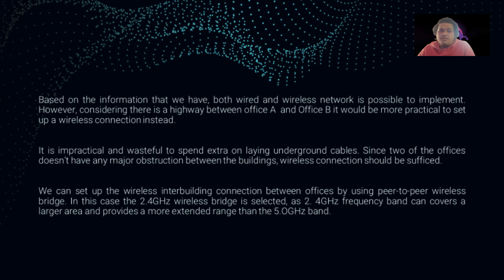By opting for the 2.4 GHz wireless bridge, we can establish a reliable inter-building connection without the need for extensive cabling or additional expense. This solution not only saves us time and resources, but also ensures smooth and efficient network communication between Office A and Office B. That's it for Task 1C. I will pass to the presenter for Task 2.